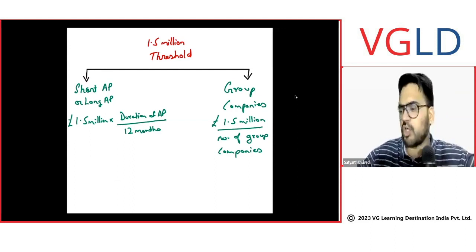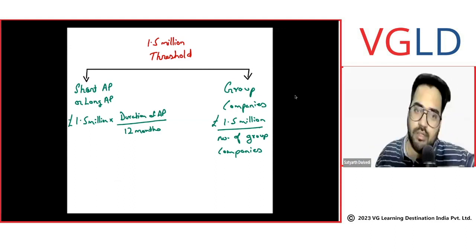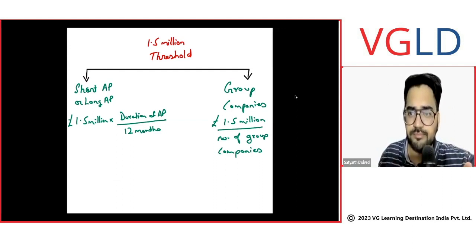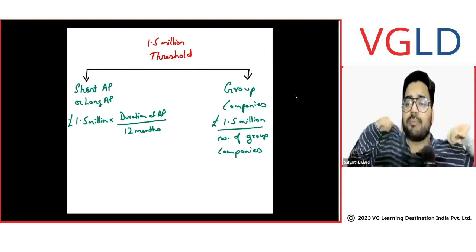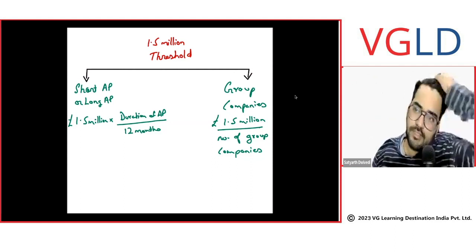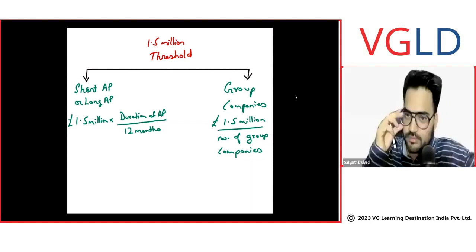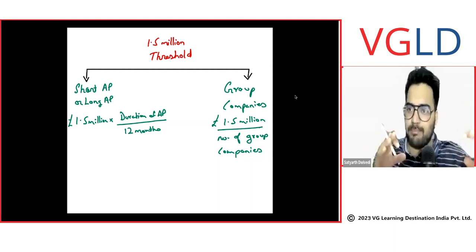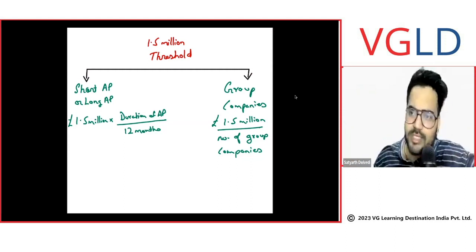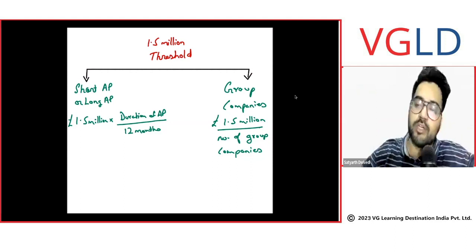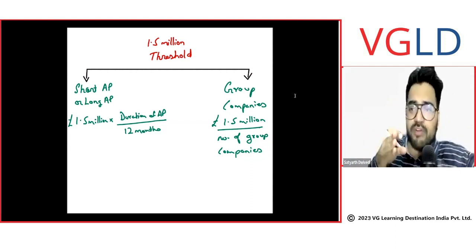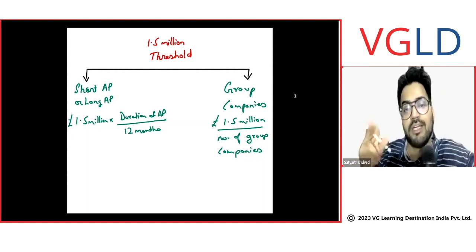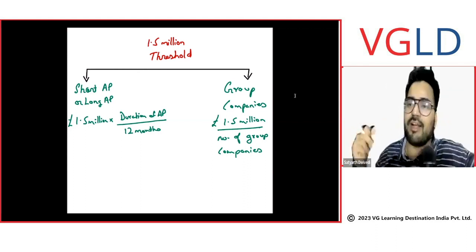Okay. Short or long? I have written duration of AP. It might be 15 months. Then what do you do? You take 12 months and 3 months, yes or no? Suppose it is a 16 month AP, yesterday we did this. For a 16 month AP, you take 12 months, one AP, then 4 months, right? So the 1.5 million threshold will not be reduced in a long AP. If it's a short AP, then it is going to matter. For the short AP, it will be 1.5 million into whatever duration is left divided by 12 months.